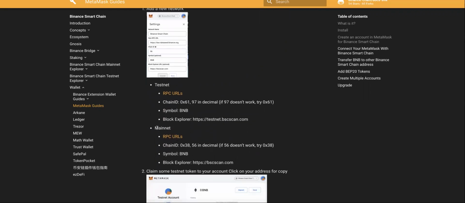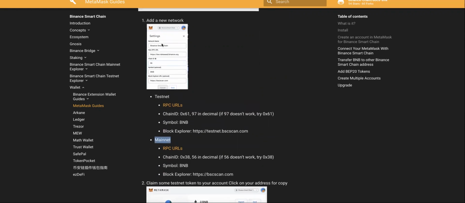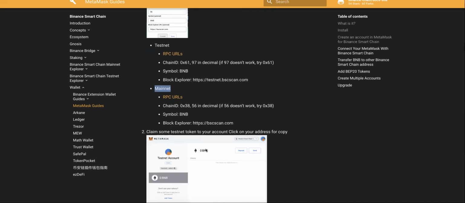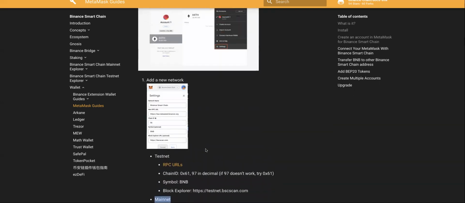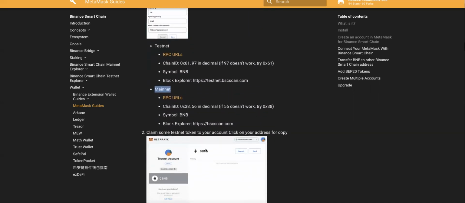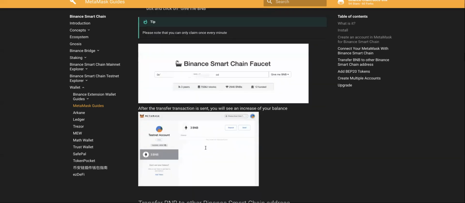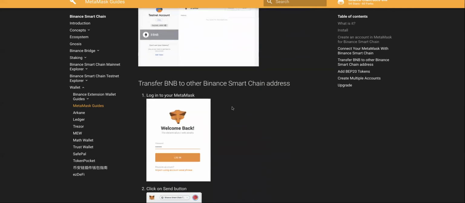You are going to use mainnet and not testnet. So choose mainnet. You put Binance Smartchain. You see this website here, RPC URL. You just copy everything there as it is, and that is how you connect your Binance Smartchain to the mainnet. The next thing you have to do is to transfer BNB to your Binance Smartchain address.